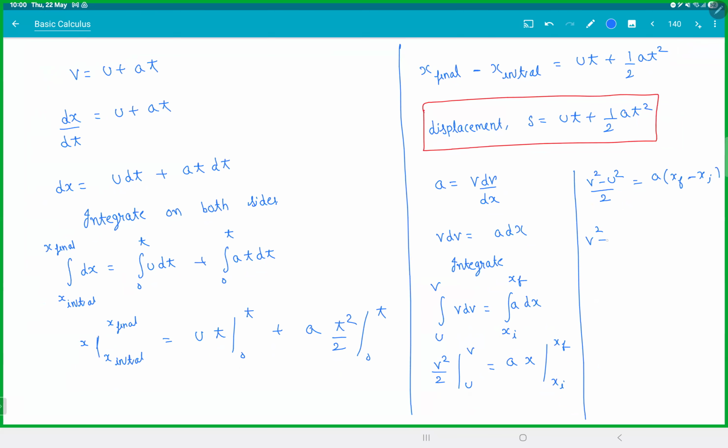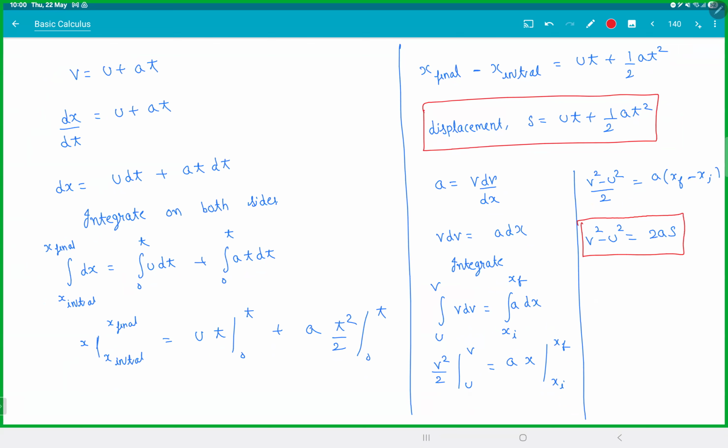Which is nothing but v square minus u square is 2as. That's your third equation, isn't it? Check it out. This is how you derive all your three kinematics equations. So this is the proof. We'll not do this in kinematics again.